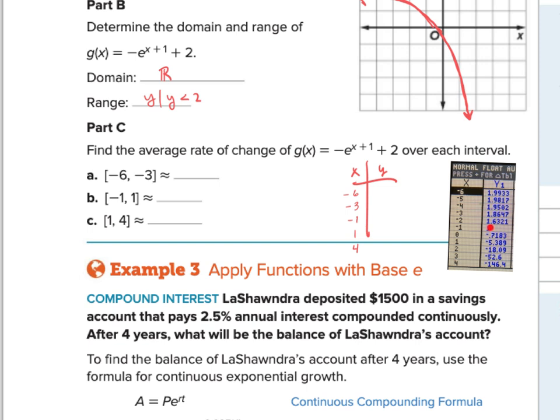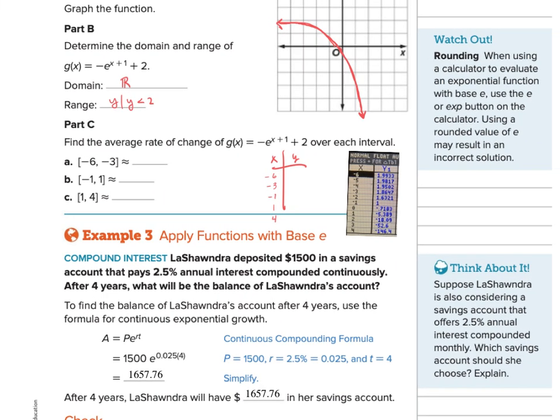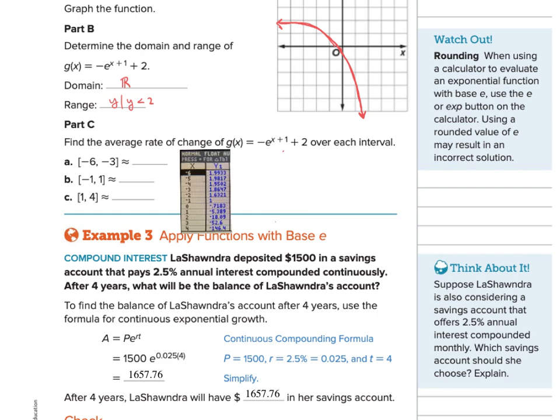Then I have -1 is 1, and then 1 is going to be -5.389. So these are my ordered pairs that I'm going to use. You can use the slope formula or the rate of change formula to calculate that. So please give it an attempt and then check your answers.